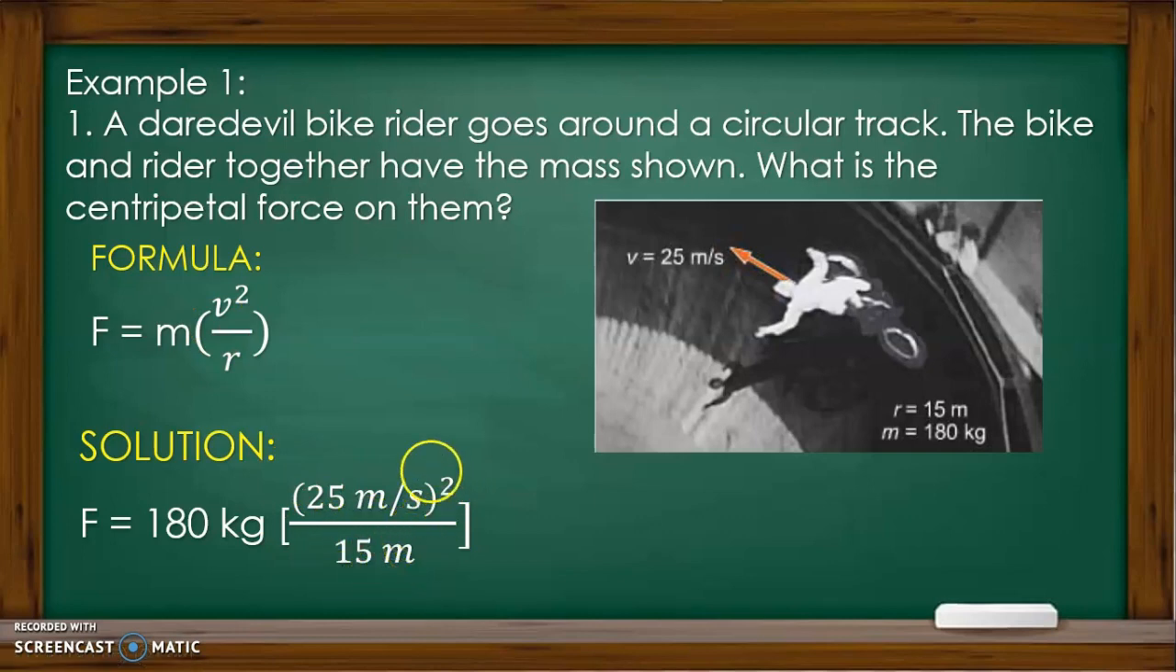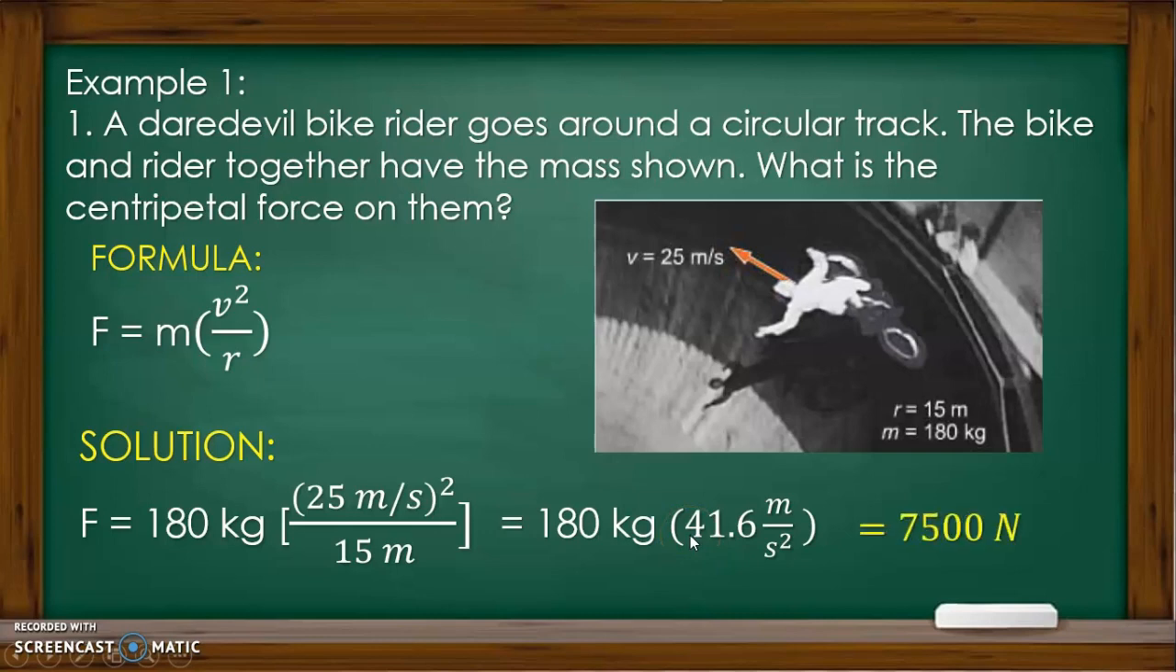We then simplify the equation by solving for the centripetal acceleration. Get the square of 25 meters per second, then divide by 15 meters. So that equals 41.6 meters per second squared. We then multiply that by the mass of 180 kilograms. So now, our centripetal force is equal to 7,500 newtons.